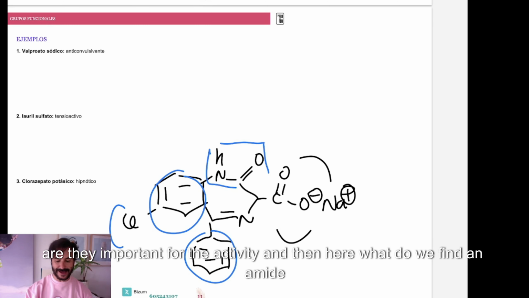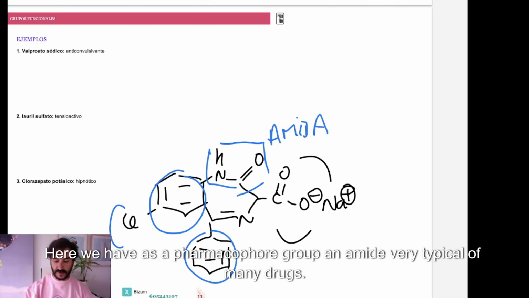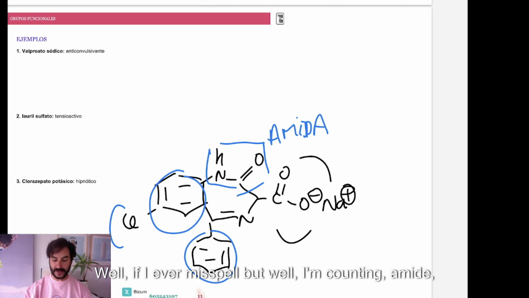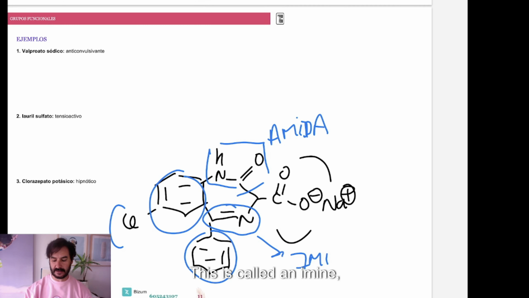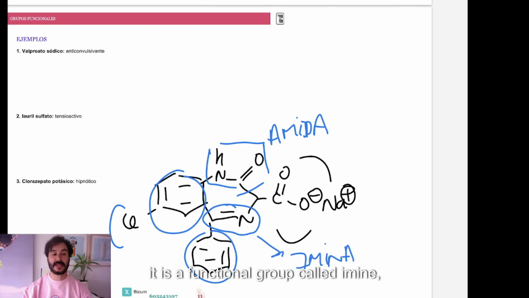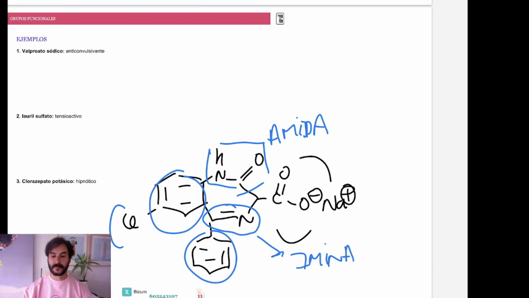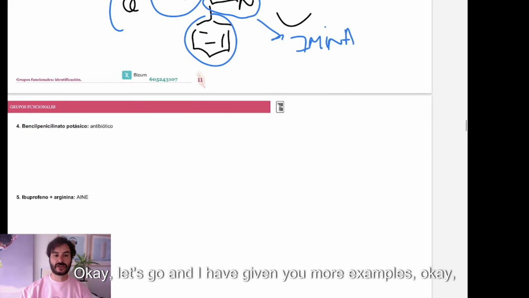And then here, what do we find? Here we have, as a pharmacophore group, an amide, very typical of many drugs. Well, if I ever misspell, but well, I'm counting. Amide, the carboxylate group, which is what we have here. This double bond between carbon and nitrogen, which is this, is called an imine. It is a functional group called imine. Also a very interesting group, and imines appear in organic chemistry, in pharmaceutical chemistry, etc., etc. Okay, let's go. And I have given you more examples, okay?